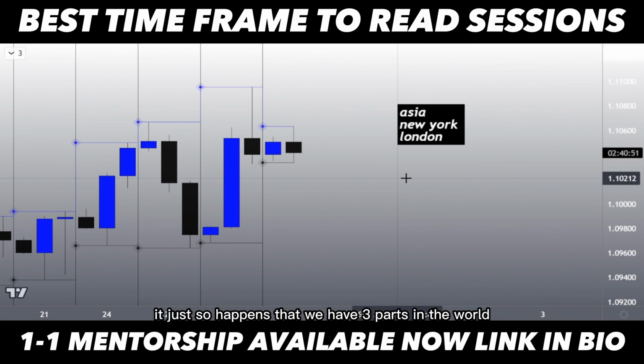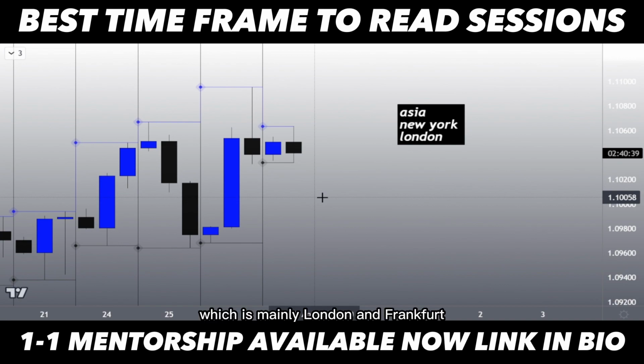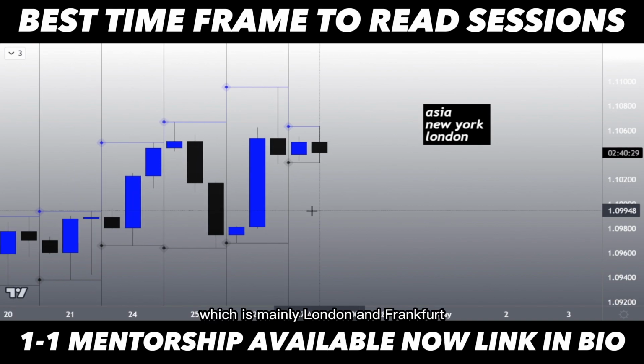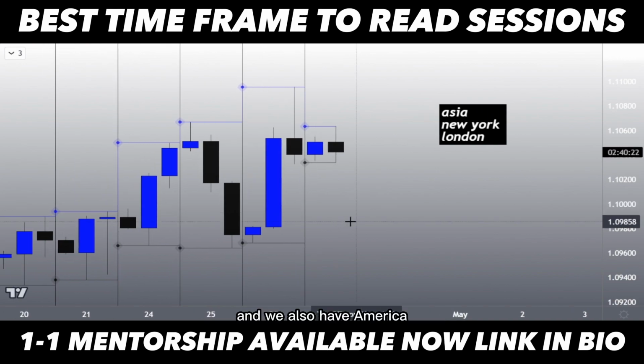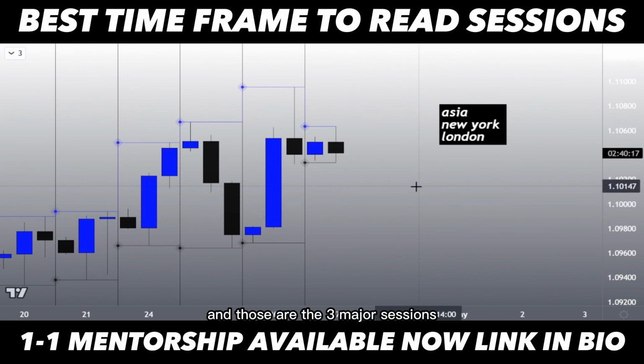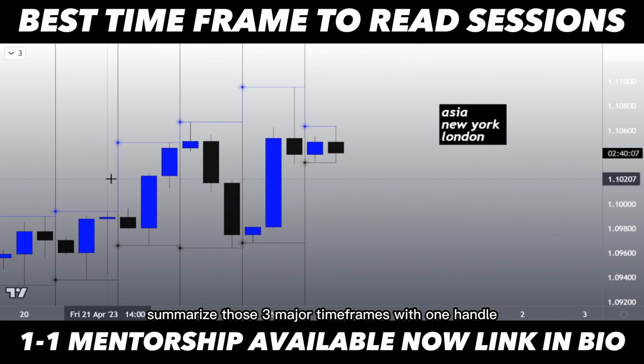It just so happens that we have 3 parts in the world where we have 3 major financial sectors. Asia, which is Sydney and Tokyo. We have Europe, which is mainly London and Frankfurt. And we also have America, which is New York. And those are the 3 major sessions. And 8H is able to summarize those 3 major time frames with one candle.